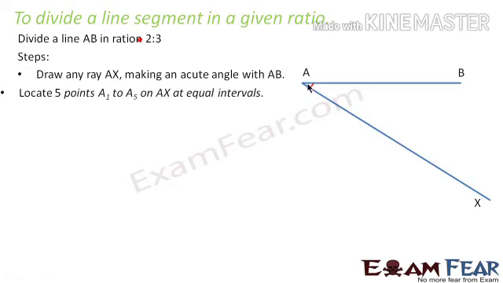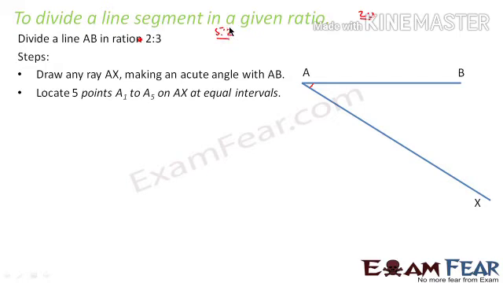The second step is to locate 5 points on AX, because it is 2:3. If I say 2:3, then 2 plus 3 is 5. If the question says divide in the ratio 5:2, then I'll create 5 plus 2, 7 points. The question said to divide in 2:3, so I am creating 5 points. If the question says 9:11, in that case I'll create 9 plus 11, that is 20 such points. So let me create 5 equal points on this line AX: 1, 2, 3, 4, 5.